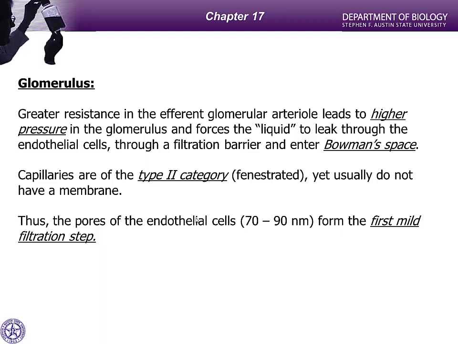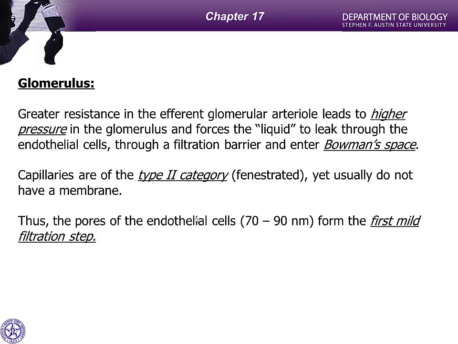So let's begin talking about our filtration system. And the first filtration step is going to occur based on the structure and the histology of the capillaries themselves. So as blood is coming into the glomerulus, we are going to actually constrict the efferent glomerular arteriole, make it a smaller diameter. And so that's going to build a back pressure on this fluid that's trying to leave the glomerulus. And because of this increased blood pressure, this increased hydrostatic pressure, the only place for the blood to go is out of the blood and into Bowman's capsule.